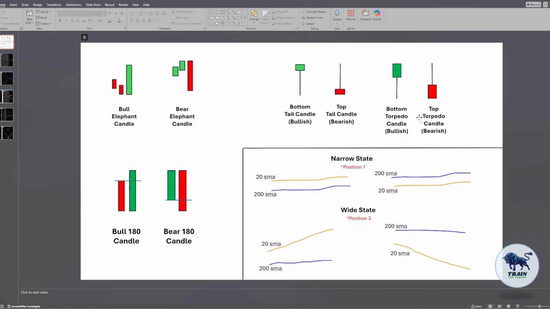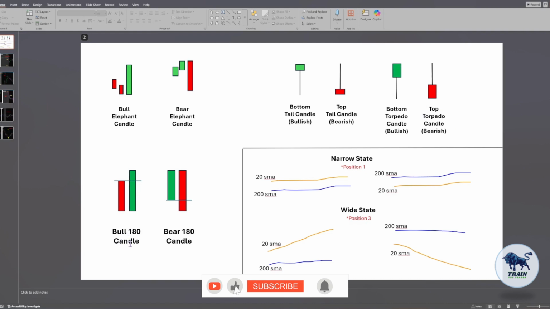Now, similar to those are the torpedoes. They're still going to have long wicks, longer than the actual bodies, right? Longer than the actual bodies. So the tails will be longer than the bodies, but they have a little bit more meat on them than the actual top and bottom tails, if that makes sense. Still super bullish, still super bearish.